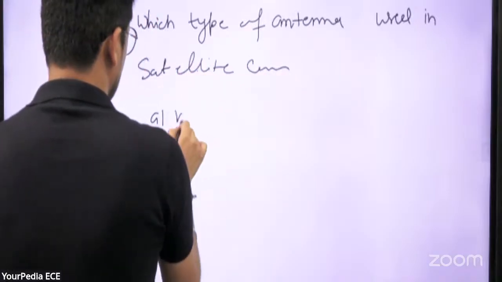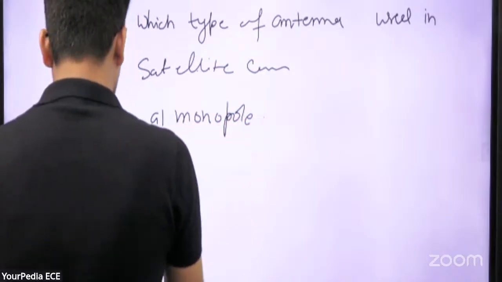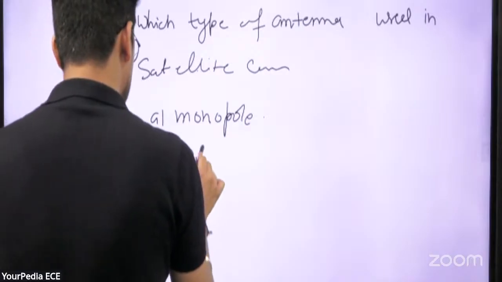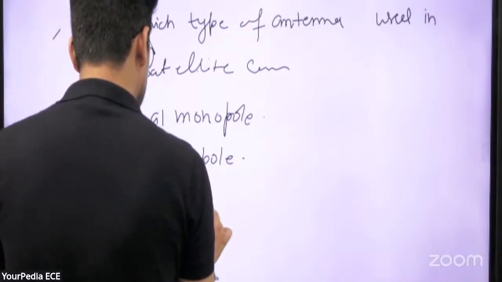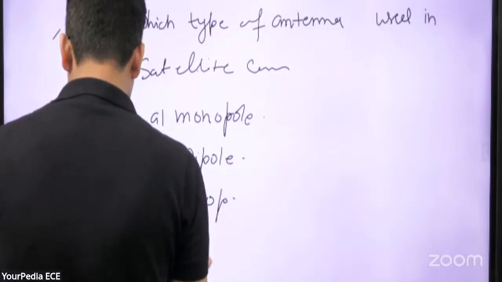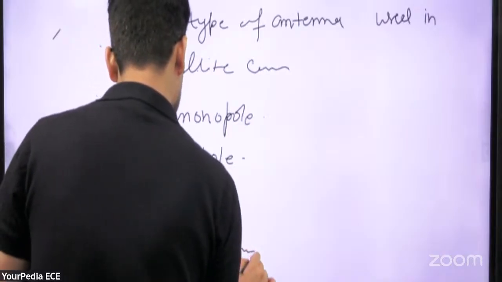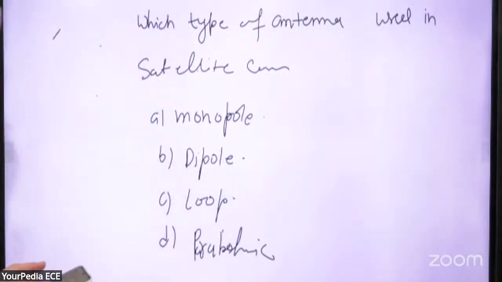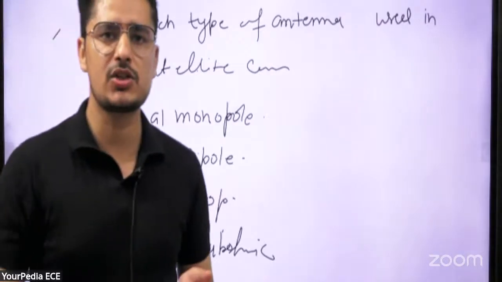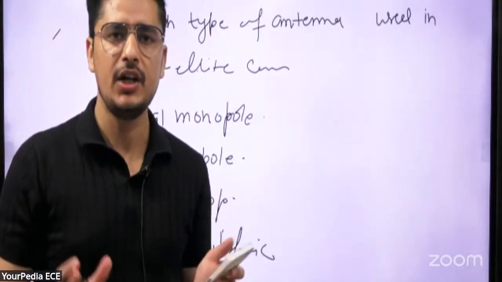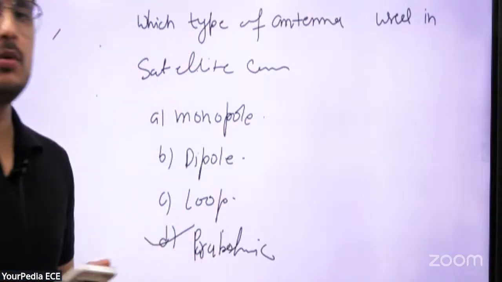First is monopole, it cannot be used for satellite communication. We need a highly directive antenna for satellite communication. Dipole antenna, that also cannot be used. Option C is loop antenna, this cannot be used. And the last option is parabolic antenna. So when we are talking about satellite communication, to communicate with the satellite we require a highly directive antenna, that is a parabolic antenna, right?